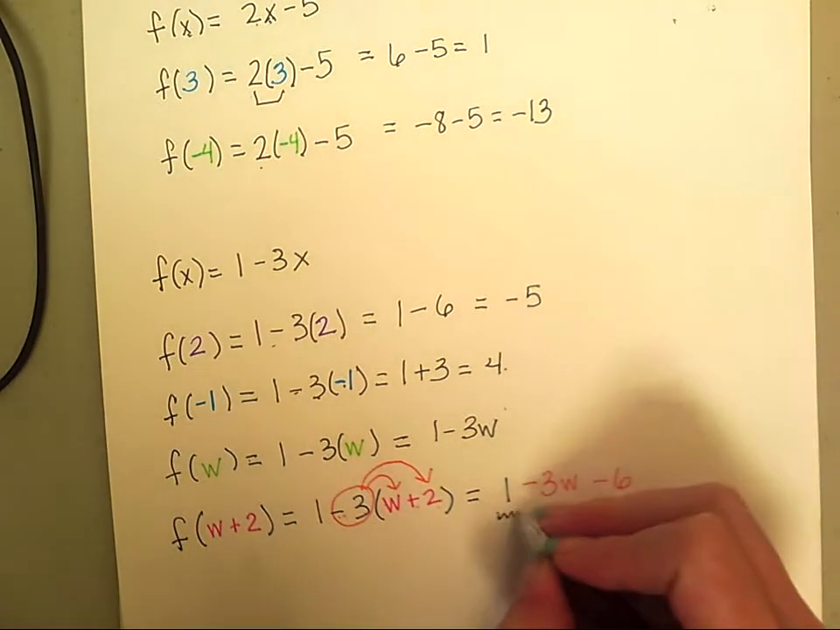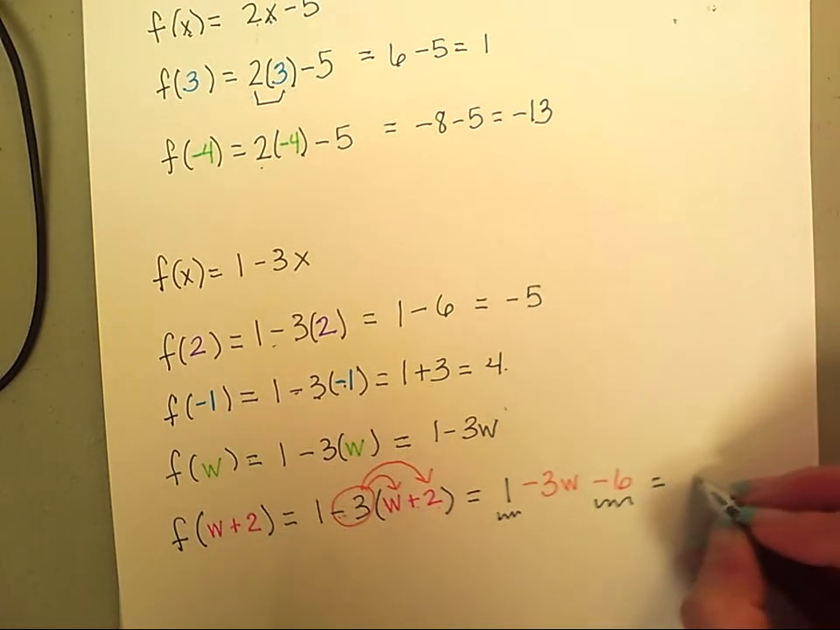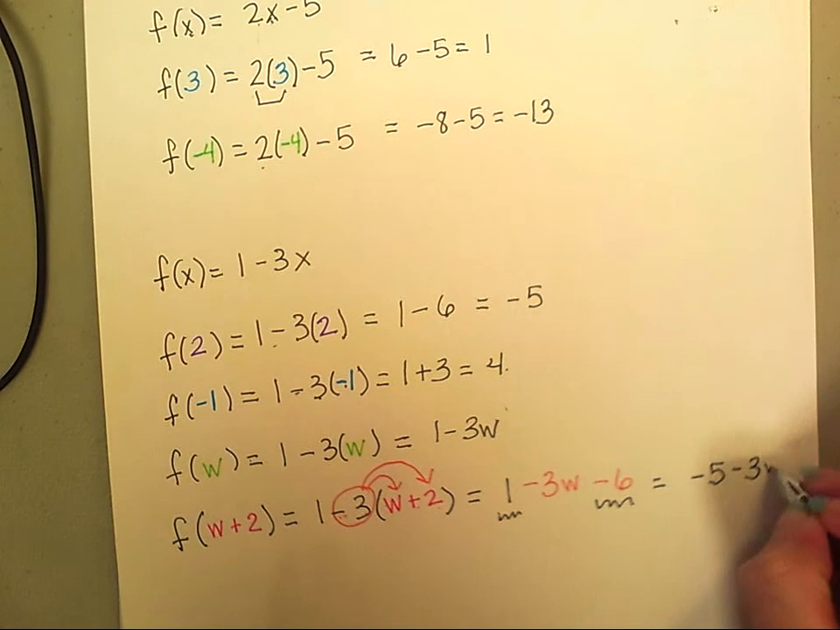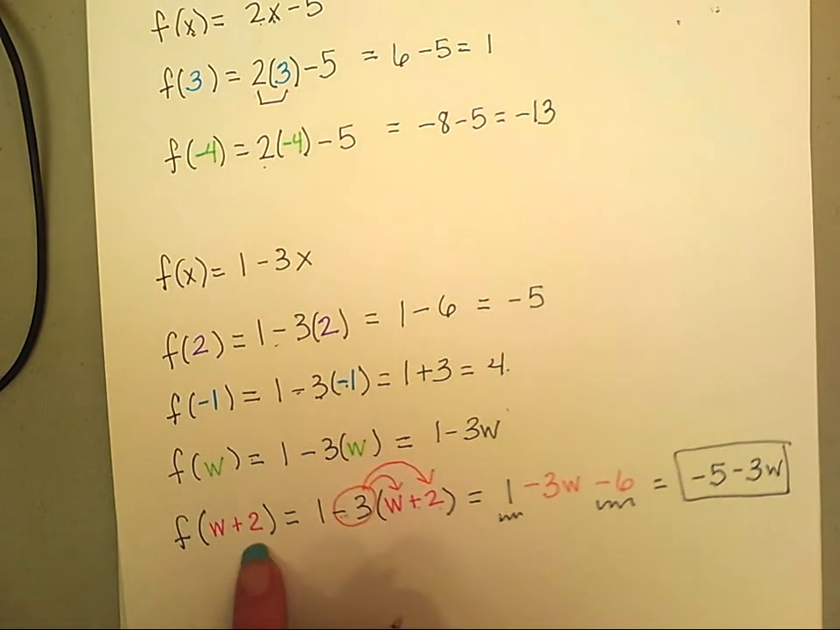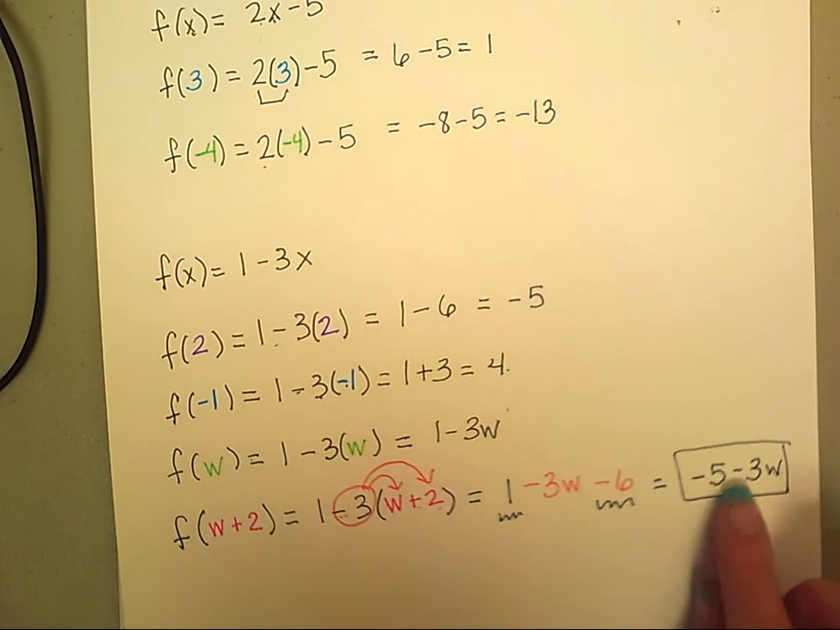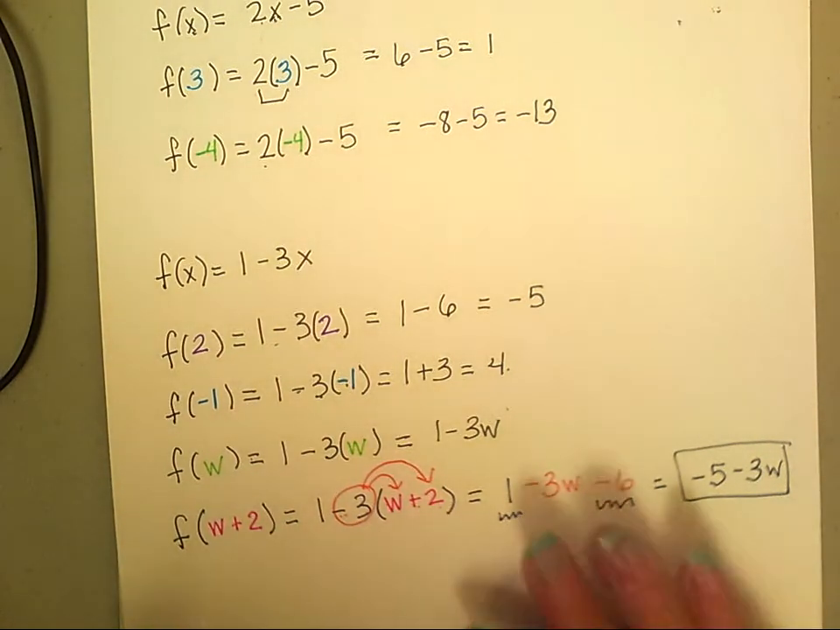And then we can combine the like terms. 1 minus 6 is minus 5. So minus 5 minus 3w. So f of w plus 2 is negative 5 minus 3w. And that's all there really is to it. We just have to keep our notation straight and watch our algebra. So let's do some more.